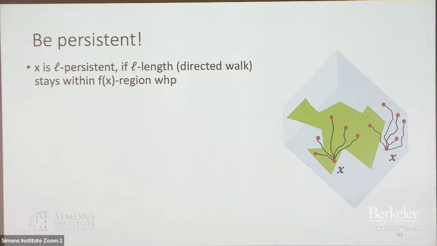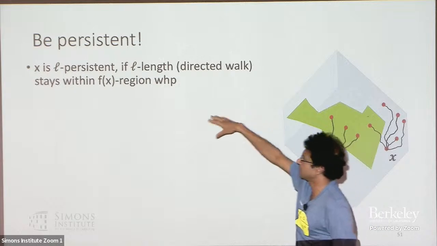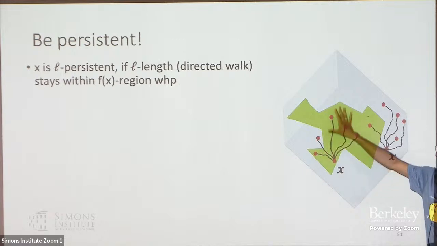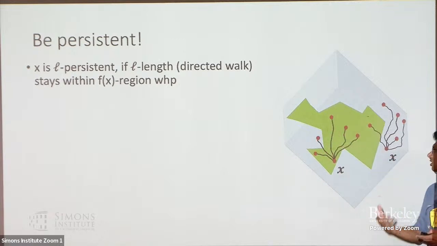Let me tell you a little bit about how you can use that statement to analyze the monotonicity tester. Essentially, let's say a walk is L-persistent if you take an L-length walk and you stay in the same region. So from here, you took an L-length walk, started at the 0s and stayed at the 0s. And here you started at the 1s and basically stayed in the 1s. This is what is called an L-persistent vertex.